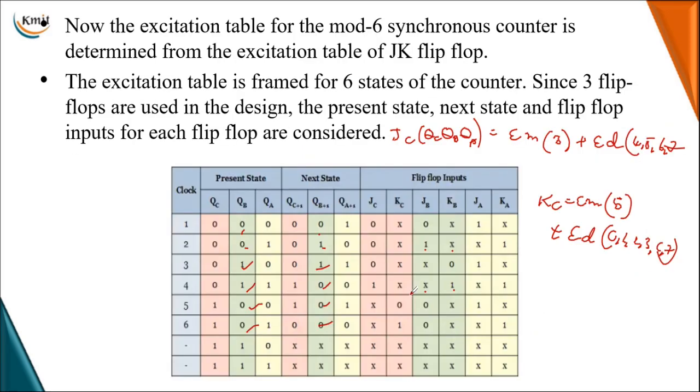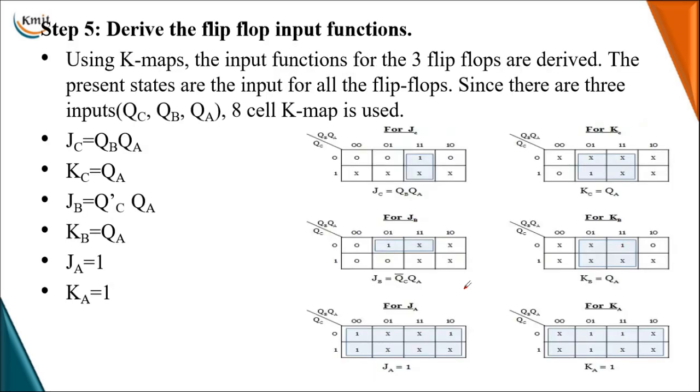In the same manner, we will find for JB. JB has only one minterm, minterm 1, and minterm 2, minterm 3, minterm 6, minterm 7 are don't care. So minterm 1 is logic 1, and minterms 2, 3, 6, 7 are don't care. So there is a possibility of a pair where QC is common and QC is 0, hence QC bar. QA is the common variable for these two minterms, where QA is equal to logic 1, and hence the product term consists of QA. So JB is equal to the product of QC bar into QA.